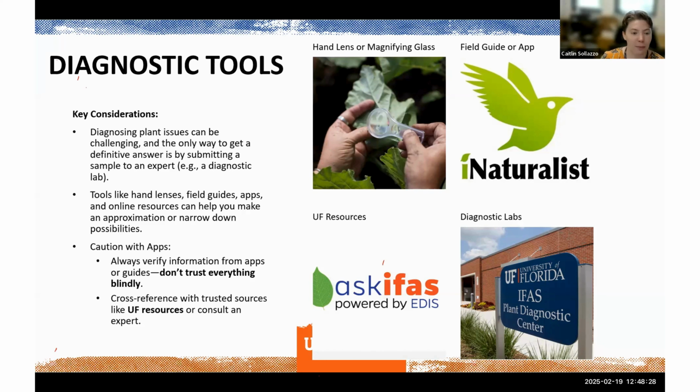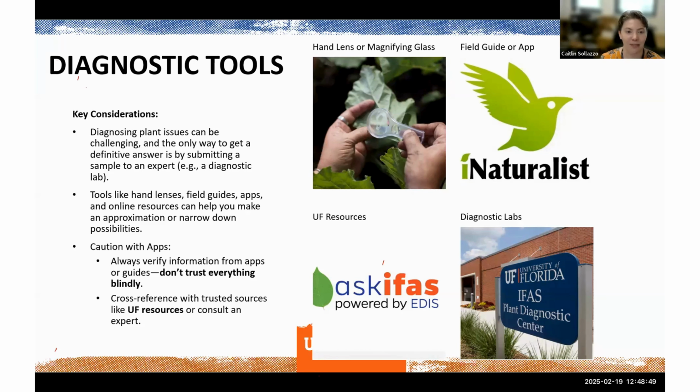We also obviously have a bunch of UF resources. So a lot of EDIS publications. You have UF extension agents. Again, I'm here as a resource. I love talking about diseases, and I miss the detective work of getting a sample in and figuring out what's going on with it. So I'm always here to talk about diseases for sure.